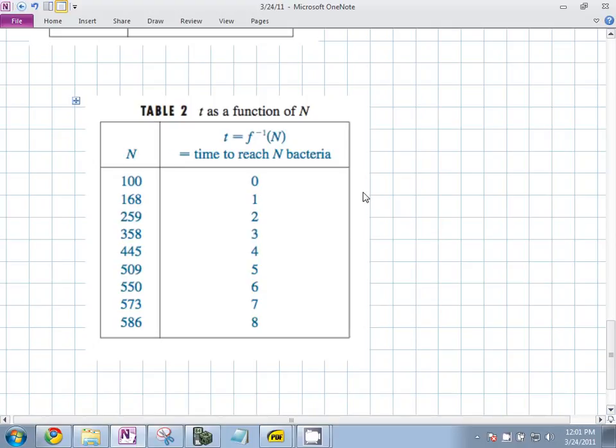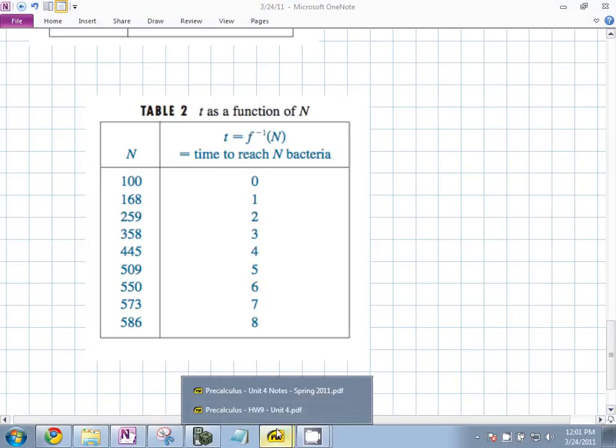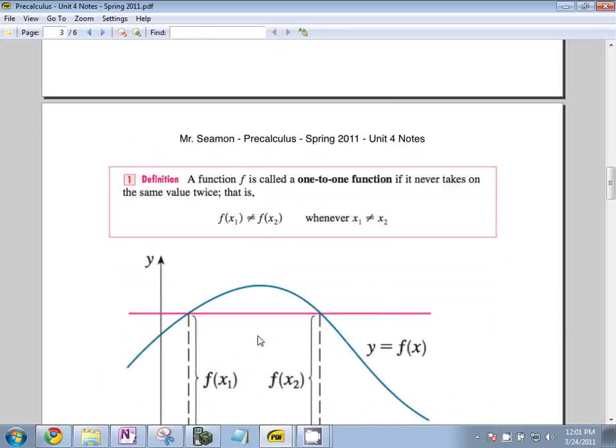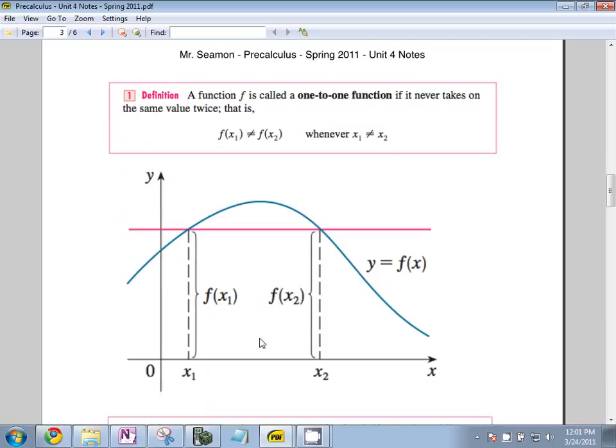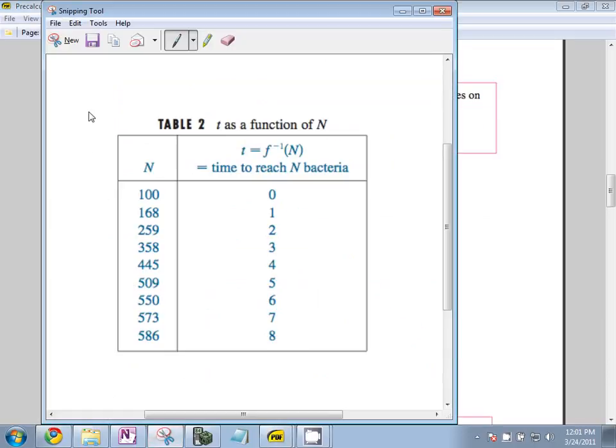Okay, so here's the deal, though. You see this new notation up there? You see it up there? What does that mean? Well, we're going to get to that in a second. Here's a nice diagram.